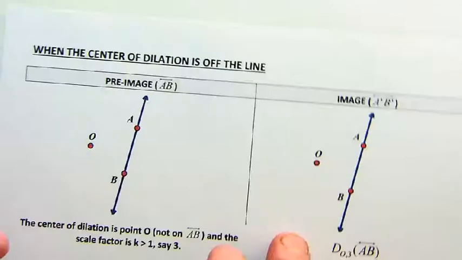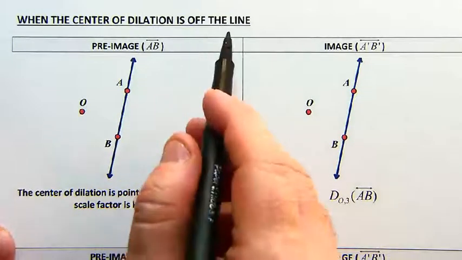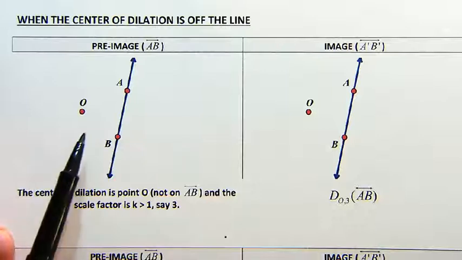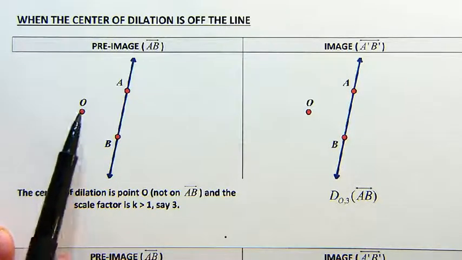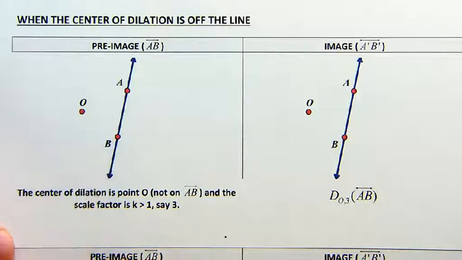Now that changes though when our center is off of the line, as it says here. So when O, the center of dilation, is off of the line, we will see a much different experience happening with this line. Before, no new line was formed.